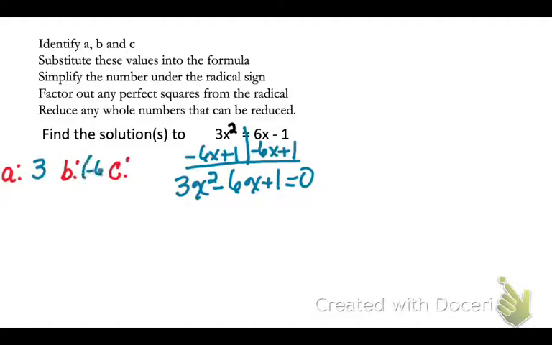Then I'm going to identify my a, my b, and my c. My a is 3, my b is -6. Notice that I've put this in parentheses, super important, and my c is 1.